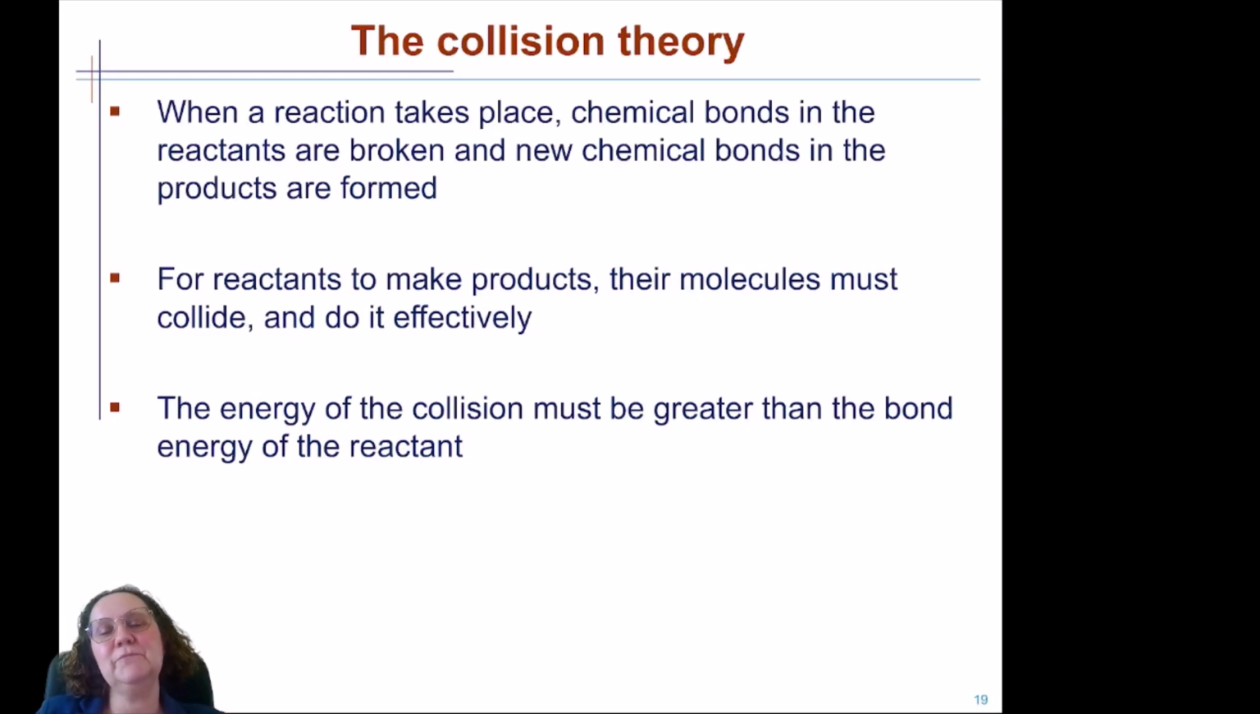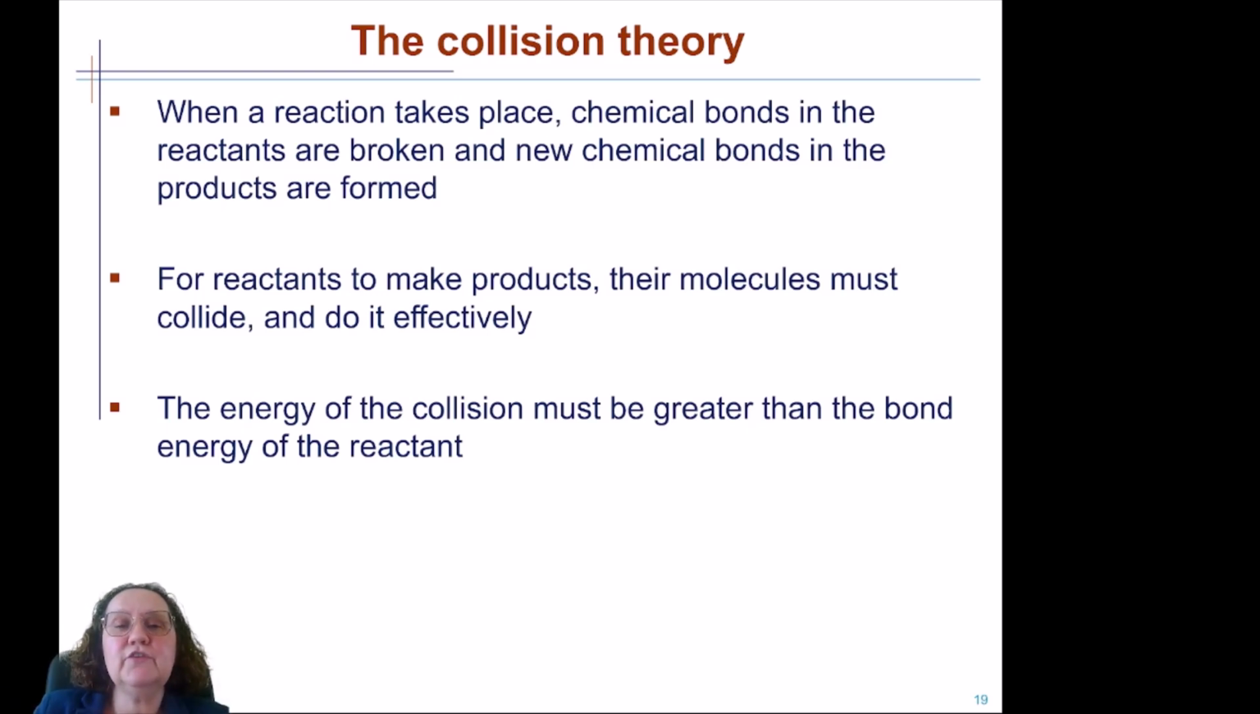The collision theory is a way of explaining how reactions happen. How do you get products from your reagents? The idea is when your reaction takes place, the chemical bonds in your reagents need to break and new bonds between atoms need to form, so you get the products.